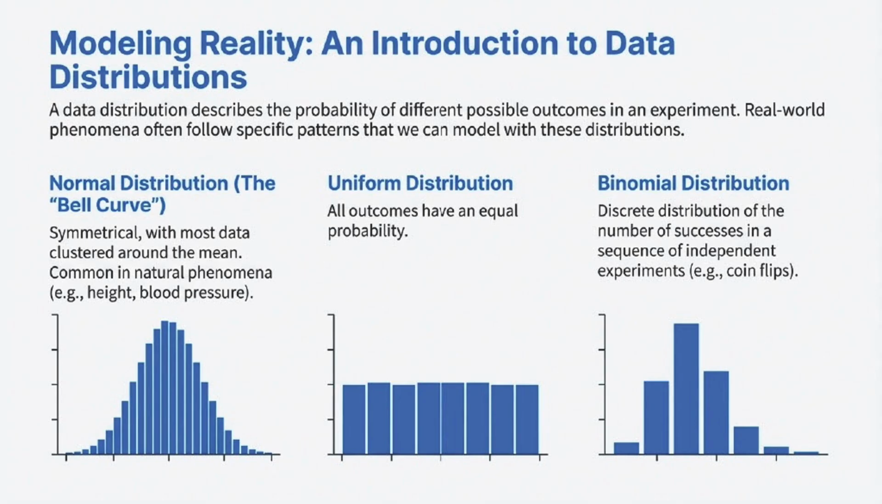The binomial distribution models the number of successes in repeated independent trials, such as coin flips. Understanding these fundamental distributions helps us choose the right mathematical model to represent real-world data accurately.